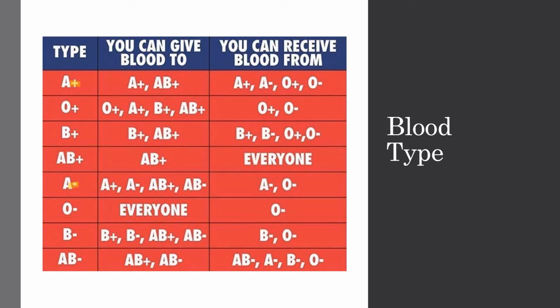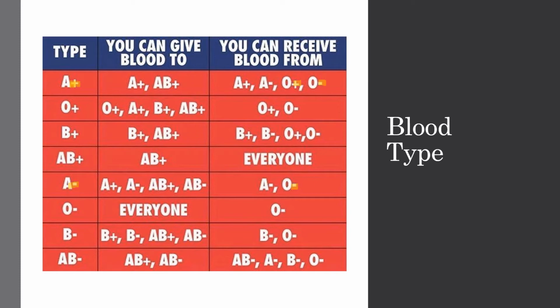Now, you can receive blood from either positive or negative if you have the Rh factor, but if you don't have the Rh factor in your bloodstream, you can only accept blood that also does not have that Rh factor. So if you don't have the Rh factor on your blood cells and you're transfused with blood that does have the Rh factor, your body is going to have a negative reaction to that, and it's going to produce antibodies for that Rh factor.